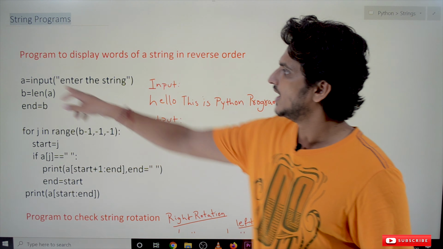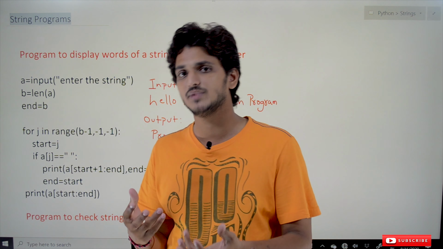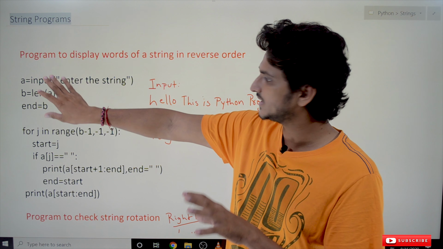Coming to the program, let's take a is equal to input, enter the string. So we are taking the string from the user in the variable called a, and we are identifying the length of the string. The length of the string is assigned to variable b, and end is pointing to b, the position after the last character. Remember this is very important: in string slicing the last position is not considered, only up to the position before it. Length counts the number of characters, while indexes start from 0. Hoping that you already know the basics, we are moving on.